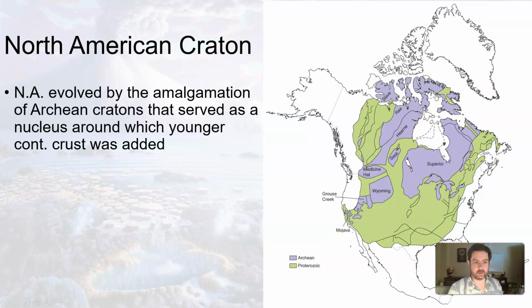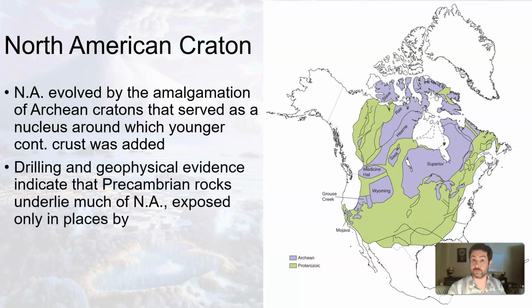So North America evolved by the amalgamation, that's the coming together of different pieces of Archean cratons that served, again, as that nucleus around which younger continental crust was added. So the craton itself is actually made up of smaller cratonic pieces, but after all of those came together, that's considered that nucleus of North America, of which little has changed. Drilling, as well as other geophysical evidence, indicates that the Precambrian basement rocks underlie much of North America. That's the platform, the buried part of the shield, the buried part of the craton.